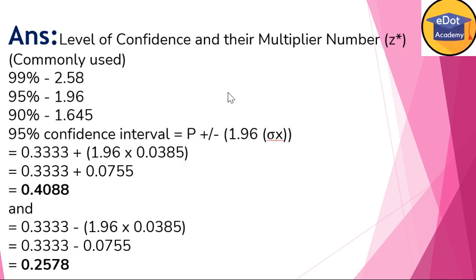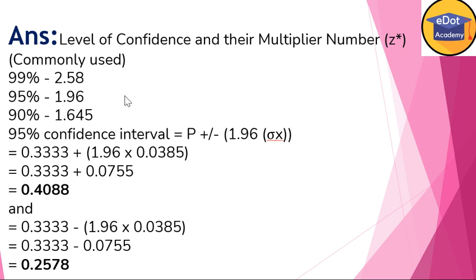So for this purpose, I told you in the previous mock test also, you have to remember the multiplier number, that is called Z. Sometimes this data is not given in the test paper, so from your side, you have to apply this data. So what is the Z value, the multiplier number, for 99%?